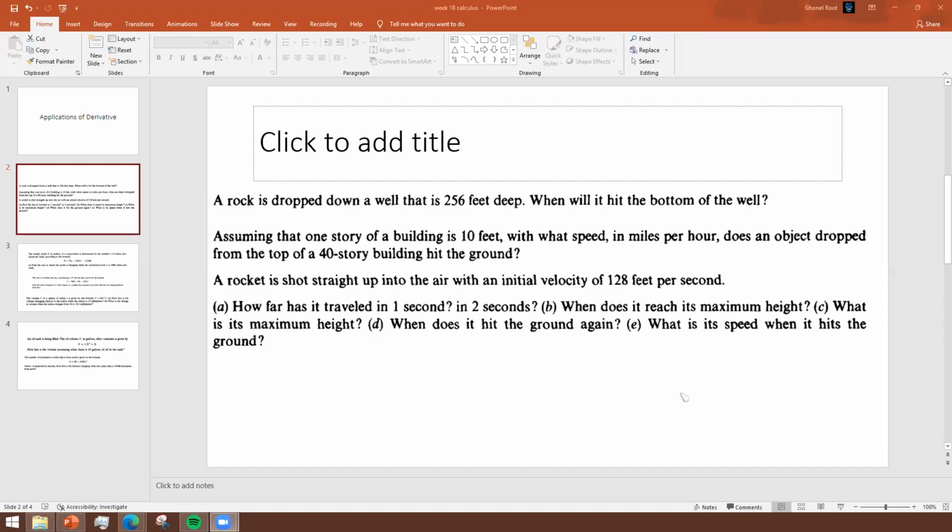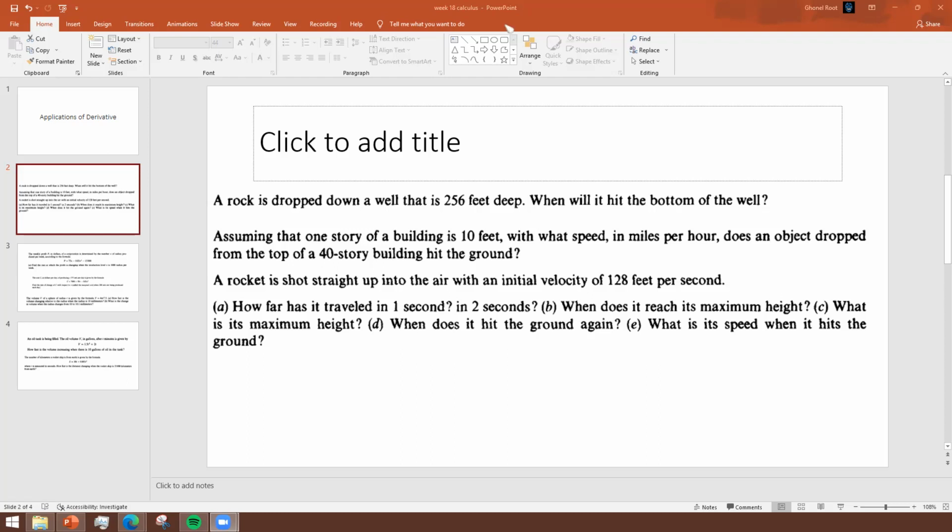First, how far has it traveled in 1 second? Okay, next, or in 2 seconds. Next, when does it reach its maximum height? And then next, what is its maximum height? And then, when does it hit the ground again? And then, what is its speed when it hits the ground? So, umangat siya, tapos bumagsak din siya ulit. Okay? So, tatandaan nyo yun, ha?